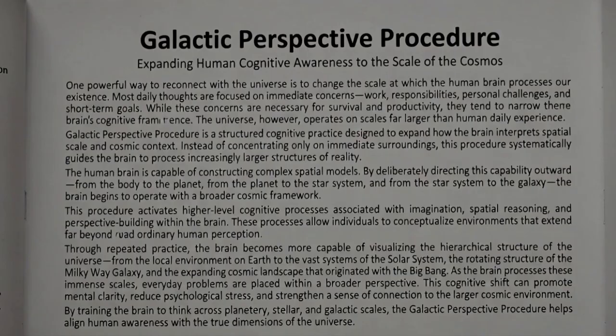The Galactic Perspective Procedure is a structured cognitive practice designed to expand how the brain interprets spatial scale and cosmic context. Instead of concentrating only on immediate surroundings, this procedure systematically guides the brain to process increasingly larger structures of reality. The human brain is capable of constructing complex spatial models. By deliberately directing this capability outward, from the body to the planet, from the planet to the star system, and from the star system to the galaxy, the brain begins to operate with a broader cosmic framework.